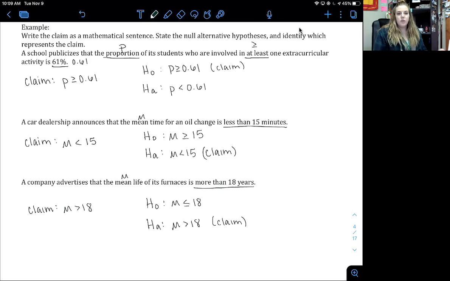So this is always going to be the first step of every problem we do this unit, is determine what is our claim and what is our hypothesis.